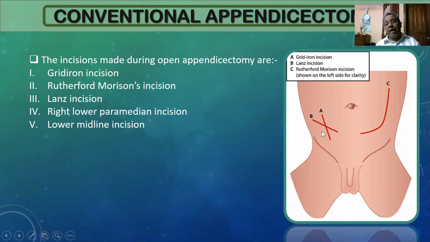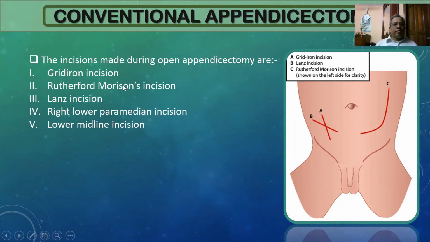Rutherford-Morrison muscle cutting incision is sometimes needed in case of open appendicectomy, whenever the appendix is high up or very severely infected and inflamed, in those cases. So it is the Rutherford-Morrison muscle cutting incision. You cut the internal oblique and transverse muscles, and for that reason the name of the incision is Rutherford-Morrison muscle cutting incision. It is not done in all cases. It is sometimes done in very difficult cases.